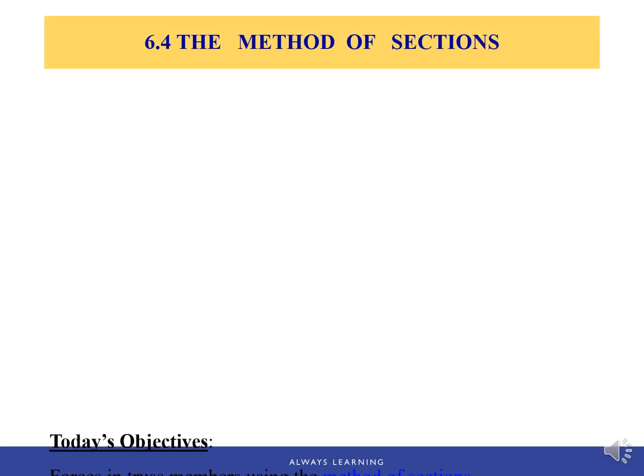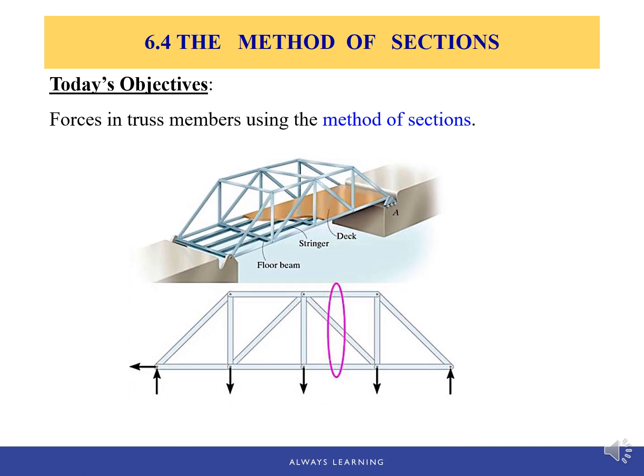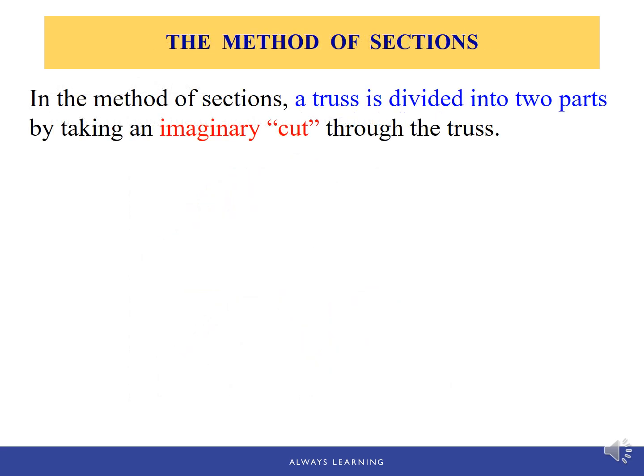In this lecture, we're going to learn how to find the forces in truss members using the method of sections. I mentioned in the earlier lecture that there are two methods to solve a simple truss problem. The first method is the method of joints, and the second one is the method of sections. In the method of sections, a truss is divided into two parts by taking an imaginary cut through the truss.